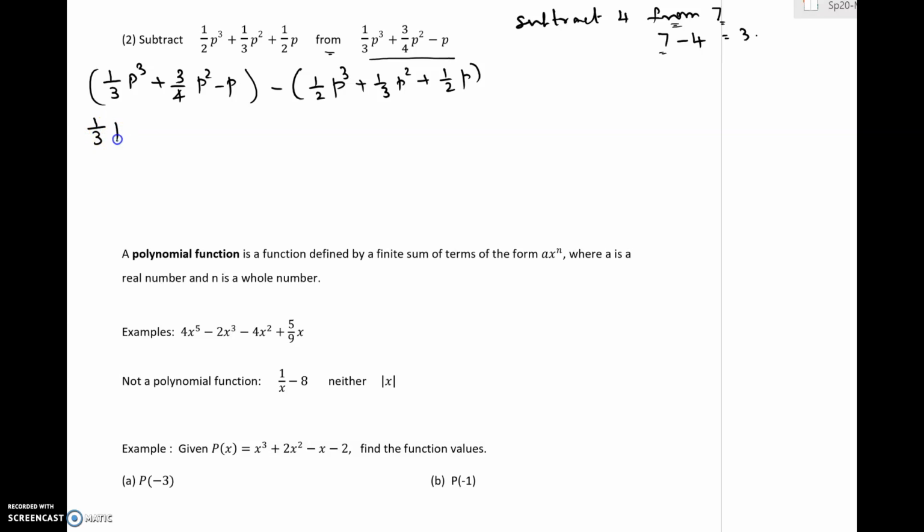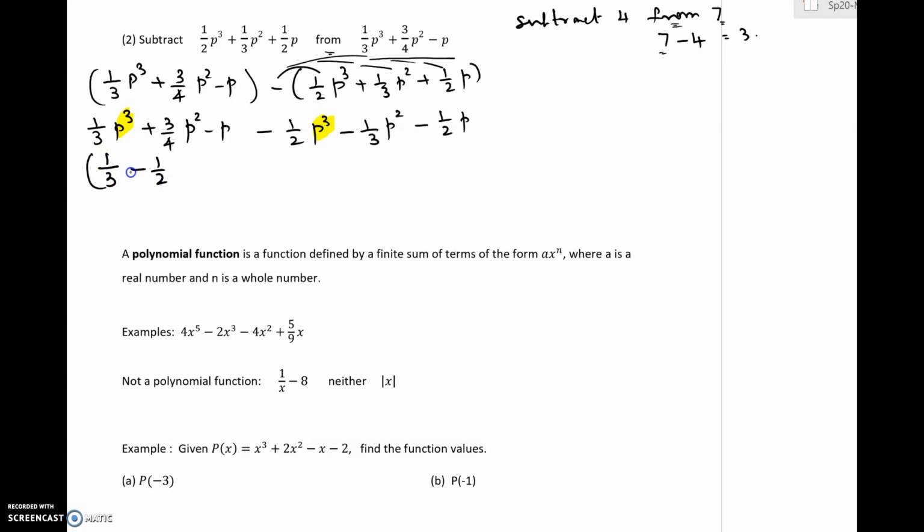So let's write the first one as is. Then you distribute the second one. So negative 1/2 p cubed, negative 1/3 p squared, negative 1/2 p. We are going to combine the like terms. So p cubed with the p cubed. So combine the coefficients. It's 1/3 and then minus 1/2 p cubed.